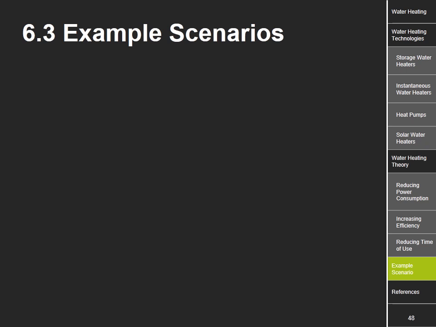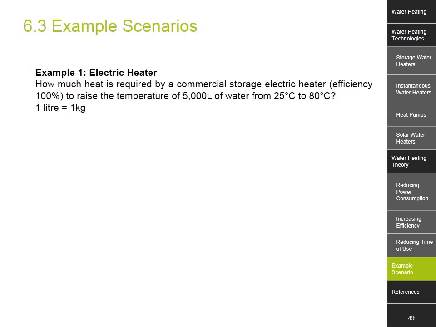Here are some example scenarios. Example scenario 1. How much heat is required by a commercial storage electric heater with an efficiency of 100% to raise the temperature of 5,000 litres of water from 25 degrees to 80 degrees Celsius? Remember that 1 litre of water is equal to 1 kilogram of water.